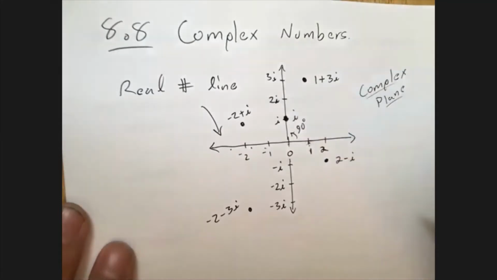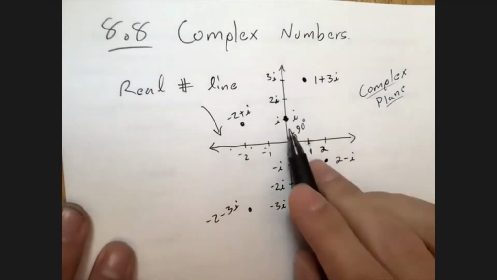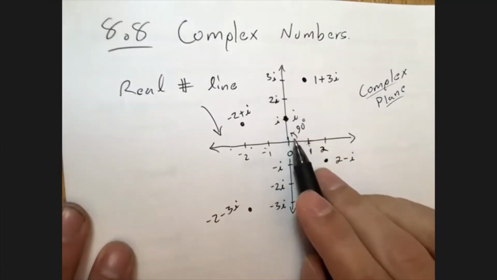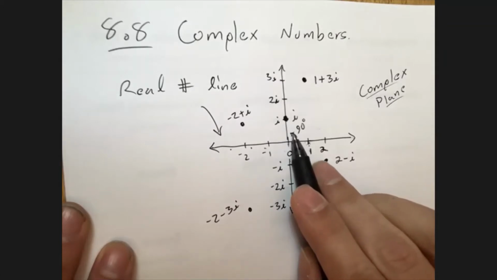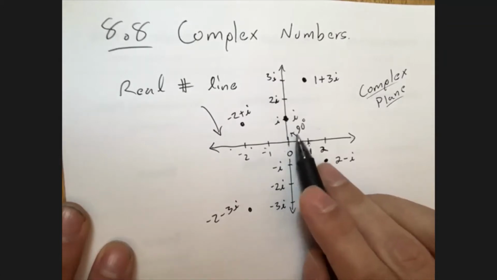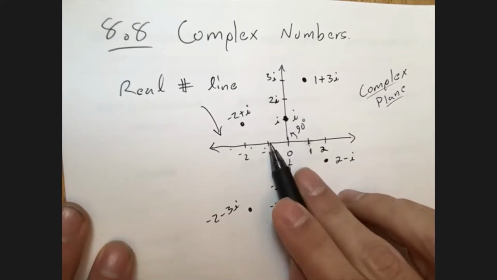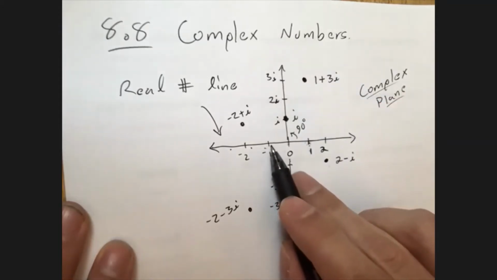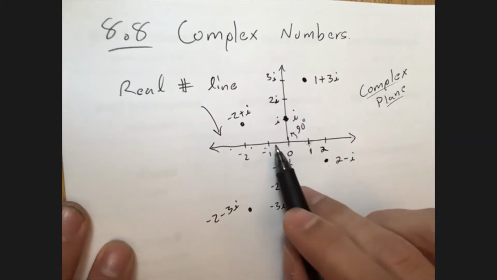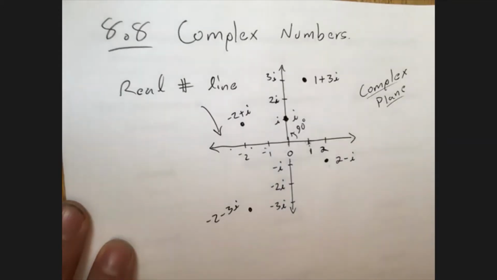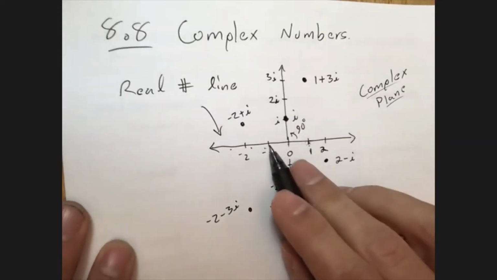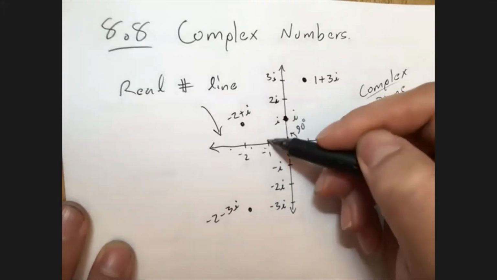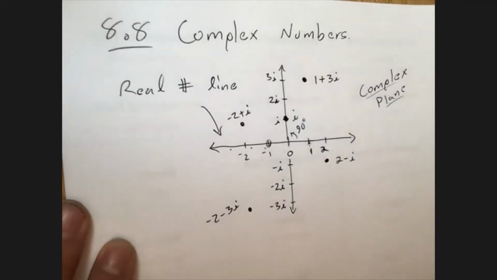What if I take i times i? If I take i times i, I'm going to add their angles. Right? So I'm going to take 90 plus 90. So now I'm at 180, which puts me over here. So i times i puts me on the negative part of the real number line. And their magnitudes are 1, so 1 times 1 is 1. So it's the negative number whose magnitude is 1. That's this number right here. It's negative 1.